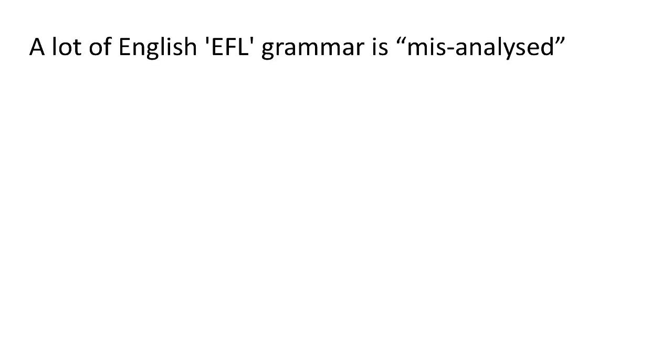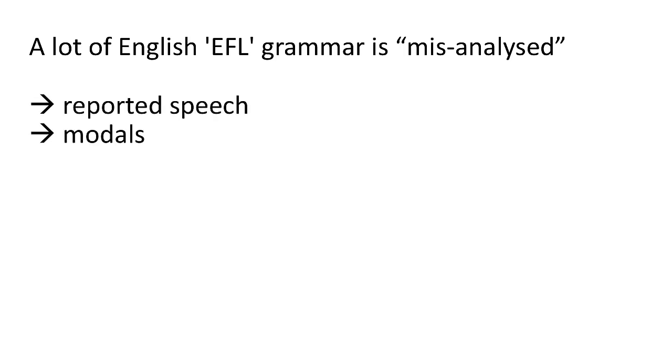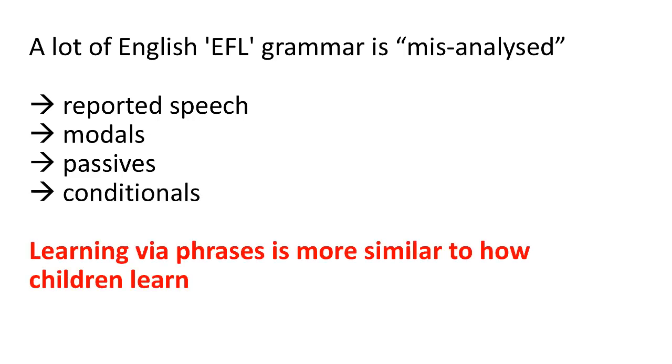It's important to remember at this point that a lot of English EFL grammar is misanalyzed. For example, reported speech, modals, passives, and conditionals. As such, it's better to learn via phrases because that's closer to how children learn their first language. As children, we learn by copying our parents, family and friends, and then receive some explicit rules-based instruction later at school. And we can do the same learning English as a second language. Learn by phrases first and check the grammatical rules later.